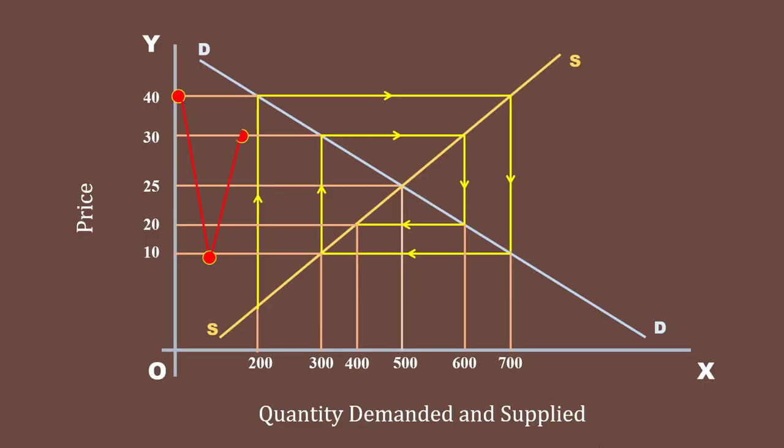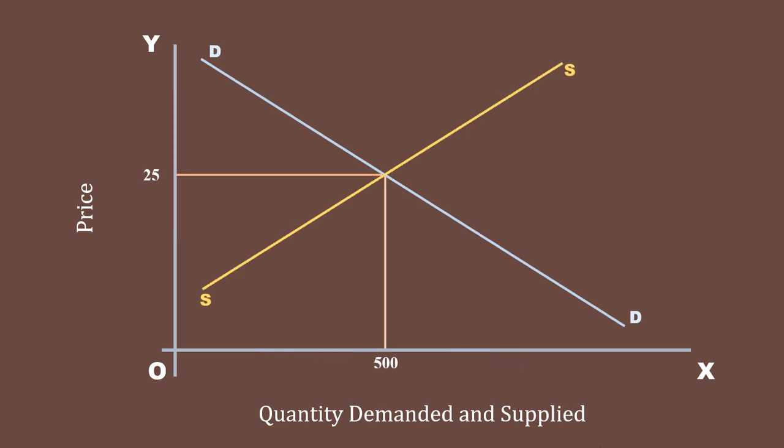Already we have seen that a damping oscillation will guide the market to stability. But the oscillation is not always damping. It may be at times perpetual or exploding. Then market stability will be a dream. Once disturbance is caused, market will never be back to stability.